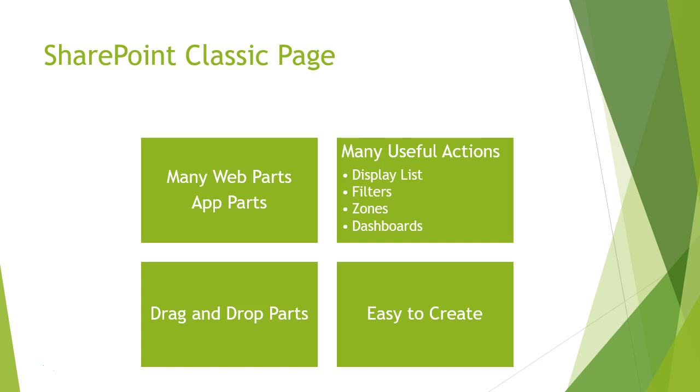What is a SharePoint Classic page? It is a nice but old page in SharePoint called Wiki page where you can add many web parts or app parts. You can do many useful actions like adding list views, adding filter web parts or business data catalog web parts, and create nice dashboards, add the different functionalities to different zones. You can drag and drop the app parts.